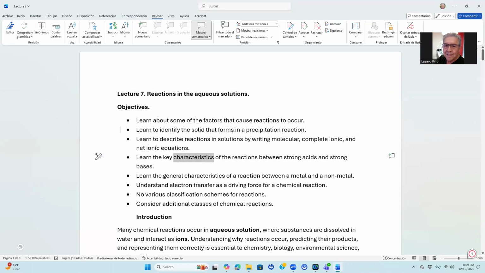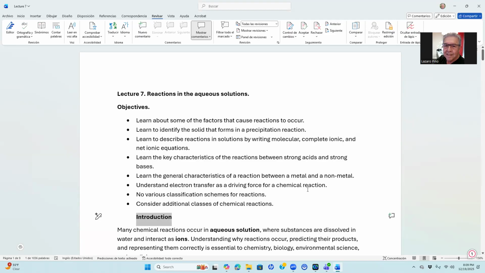Learn the key characteristics of the reactions between strong acids and strong bases. Learn the general characteristics of a reaction between a metal and a nonmetal. Understand electron transfer as a driving force for a chemical reaction. Know various classification schemes for reactions. Consider additional classes of chemical reactions.